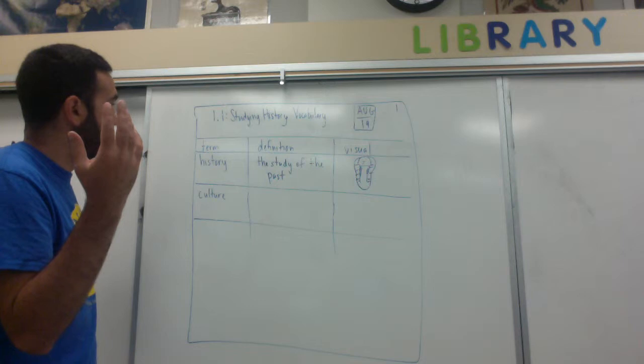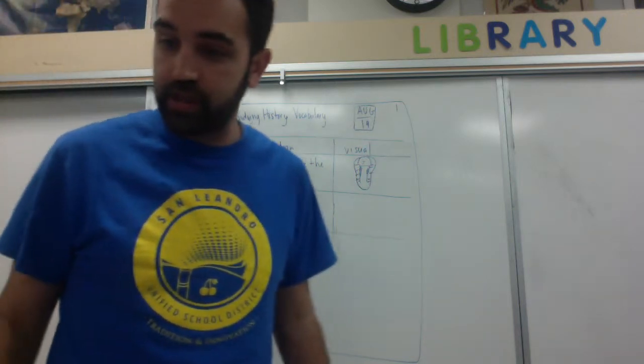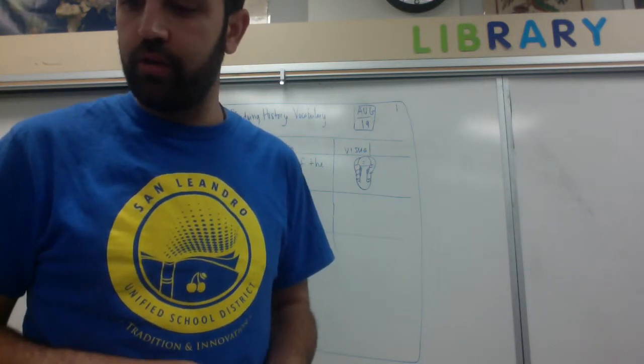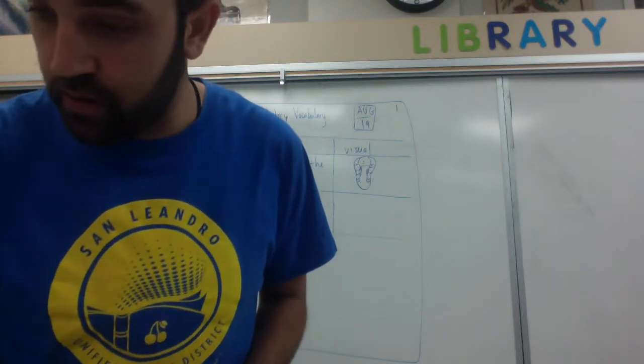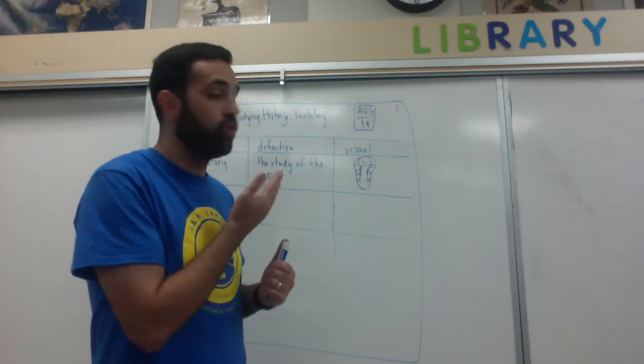So yeah, that's the setup, and you do this for each of the terms. So in this case, for this particular section, for the first section, there's history, culture, archaeology, fossil, artifacts, primary source, and secondary source. So that is 7 terms in total. So that is how you do your vocabulary assignments.